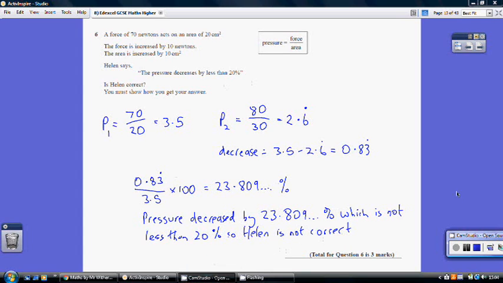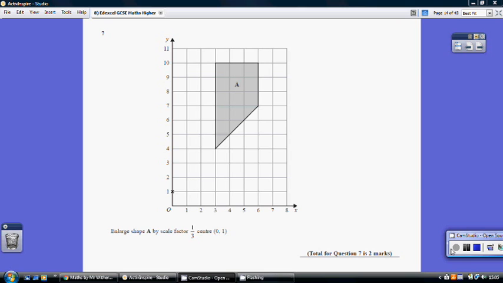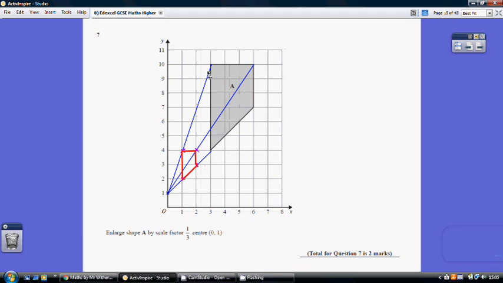Question 7. So when we enlarge a shape by scale factor a third, it becomes a third of the size, and it will be a third as far away from the centre of enlargement. So it's going to be over here somewhere.